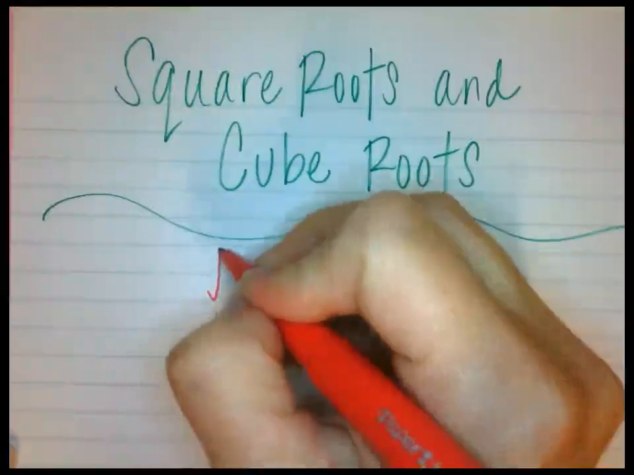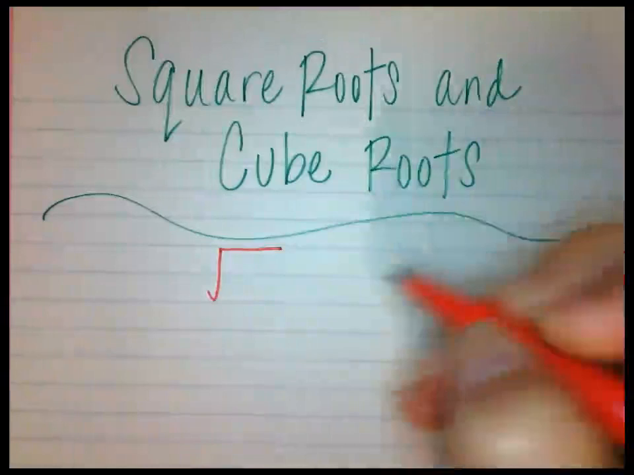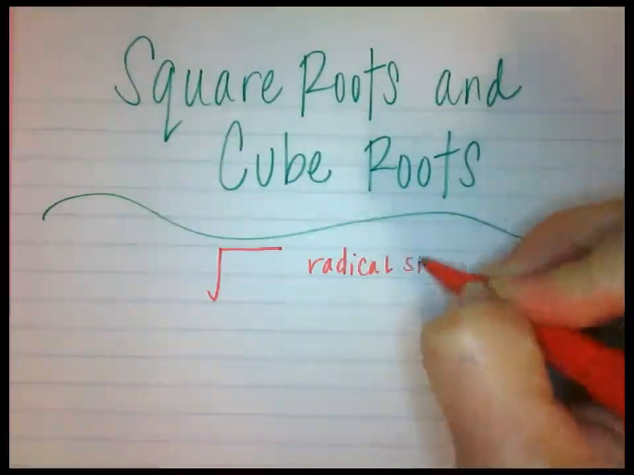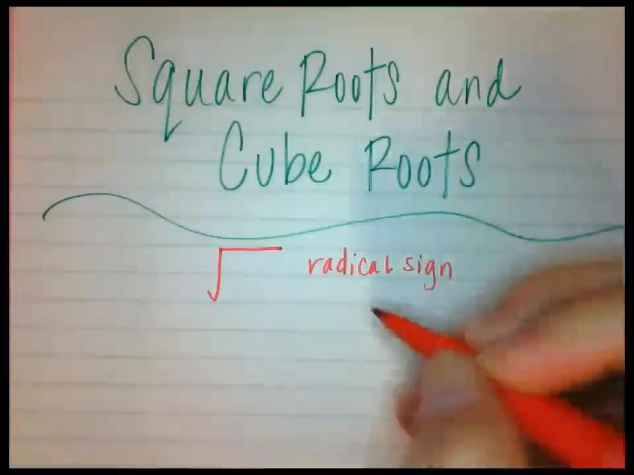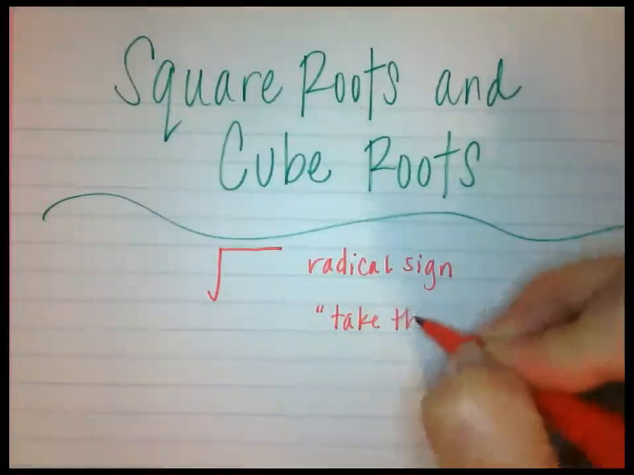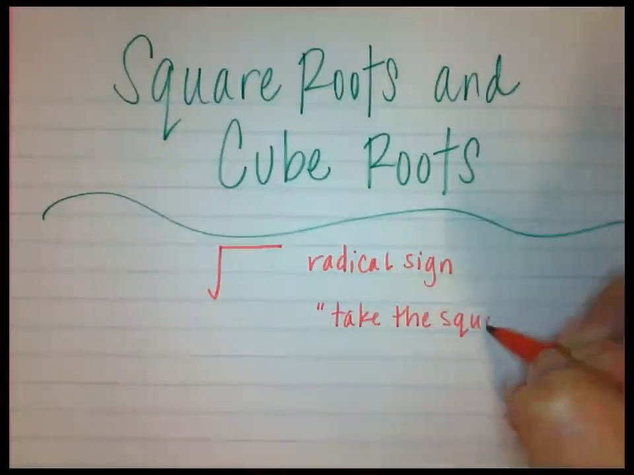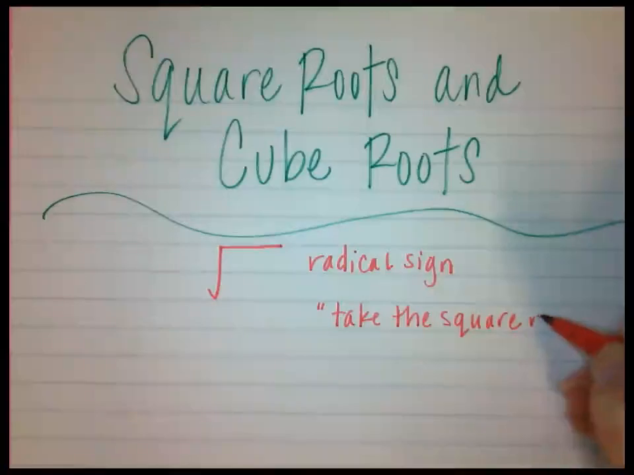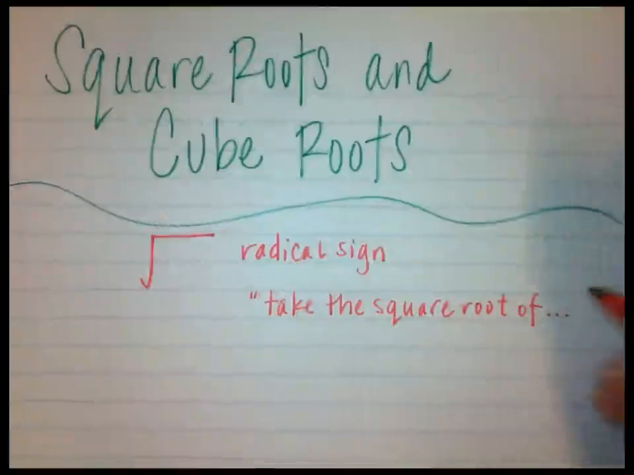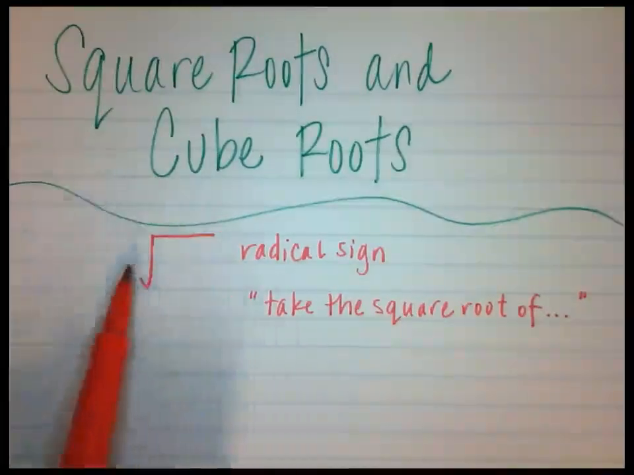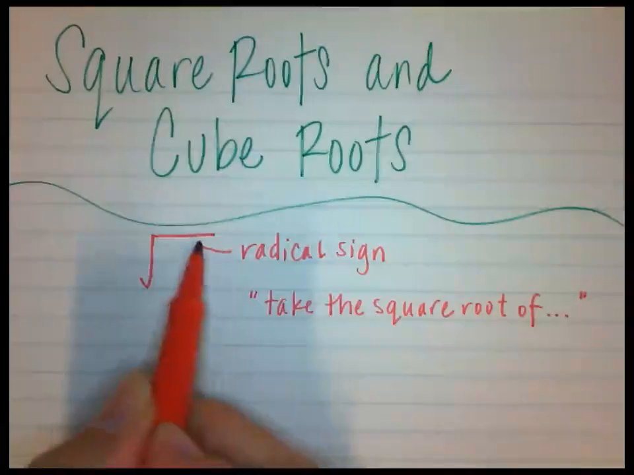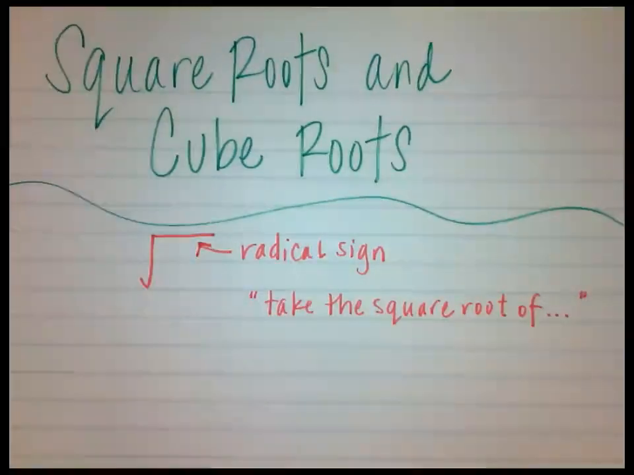This symbol right here is called a radical sign, and the radical sign tells us to take the square root of. So it's not going to say, take the square root of. That's what this symbol means. So this right here is the radical sign.